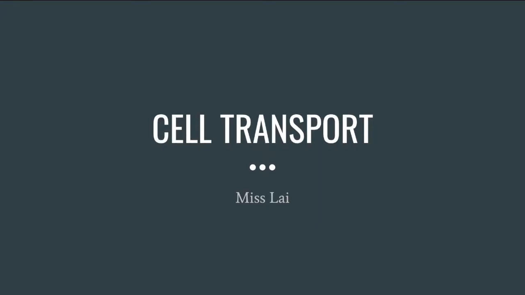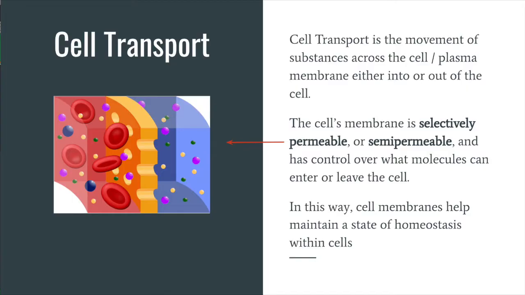Today we will be beginning our introduction to cell transport. So cell transport is just going to be the movement of substances across the cell or plasma membrane. This is either going to be into or out of the cell. Remember, the cell's membrane is selectively permeable, also known as semi-permeable. This just means that it's able to regulate and control what molecules are able to enter as well as leave the cell. This allows the cell membrane to help maintain a state of homeostasis within the cell.